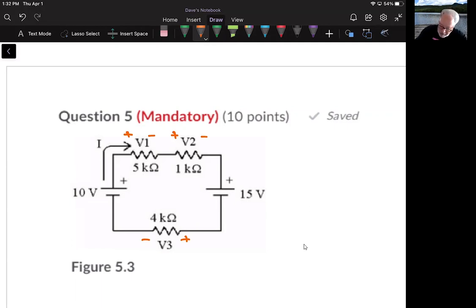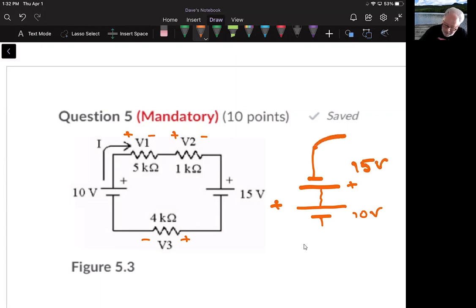A good way to think about that, and at some point you'll do enough of this to where this is all just second nature to you, is that the longer line, of course, is the positive terminal. So here's that 10-volt source, and if I were to redraw that and just pull out the sources in this circuit, then this would be the 10-volt, and this would be the 15-volt. And so in a series circuit, you can look at the two voltage sources this way as you go through.